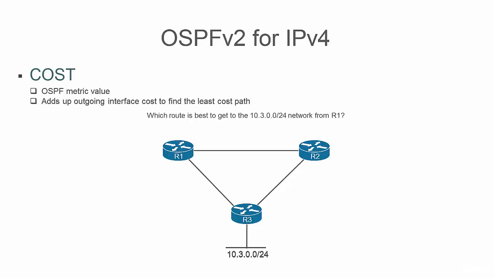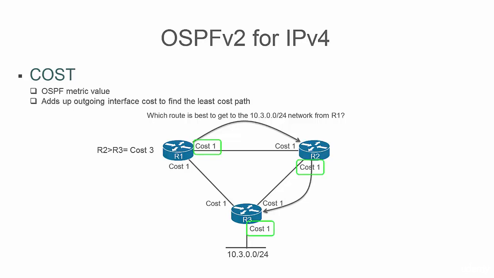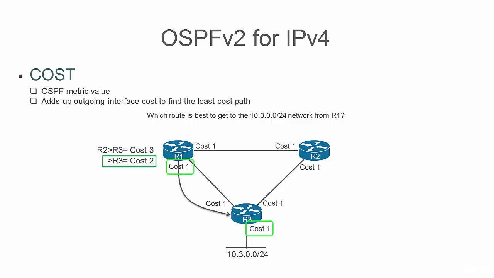If R3 advertised its 10.3.0.0 network to R1 via its path directly to R3, or from R2, it would add up the cost of the outgoing interfaces for each path. If we go from R1 to R2 to get to the 10.3 network, we have a cost of 3. Because the 3 outgoing interfaces in that path each have a cost of 1, equaling 3. The route from R1 directly to R3 for the 10.3 network is a cost of 2, since we have 2 outgoing interfaces and they both have costs of 1. And that would be the more preferred route since it has the lower cost value.